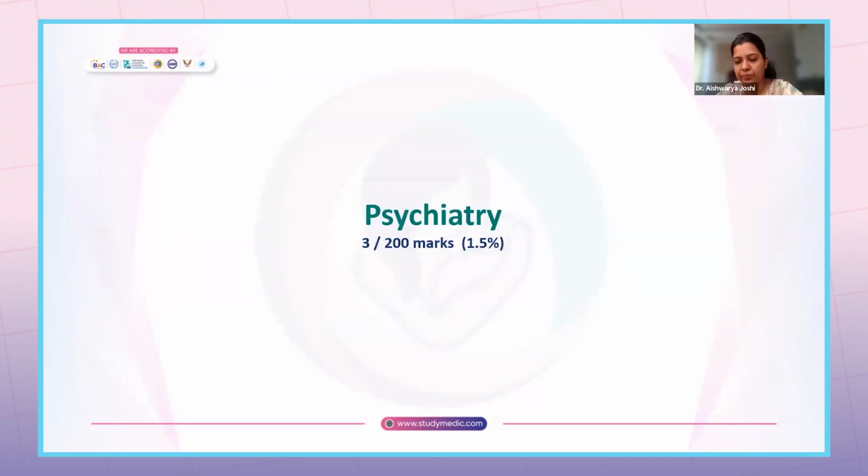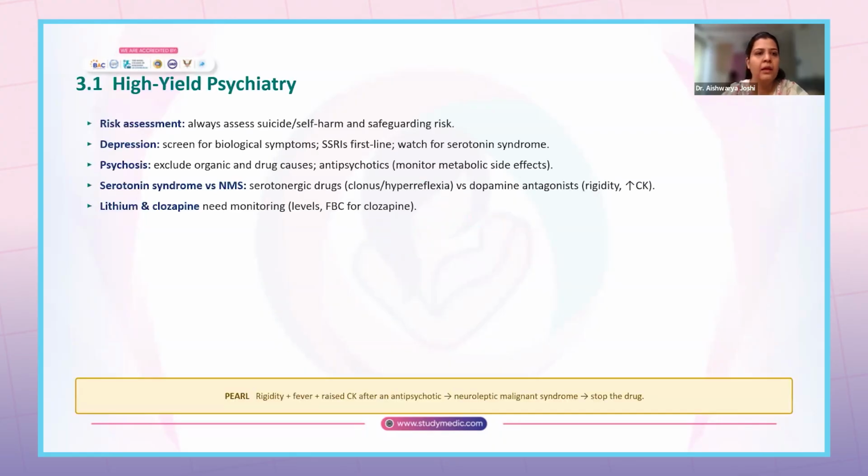Coming to psychiatry, it might sound very difficult, but in exam you may have 2 to 4 questions and they are going to be simple. They will have enough clinical background to guide towards the diagnosis. You assess the risk of the patient. In psychiatry, risk refers to risk of suicide or self-harm.